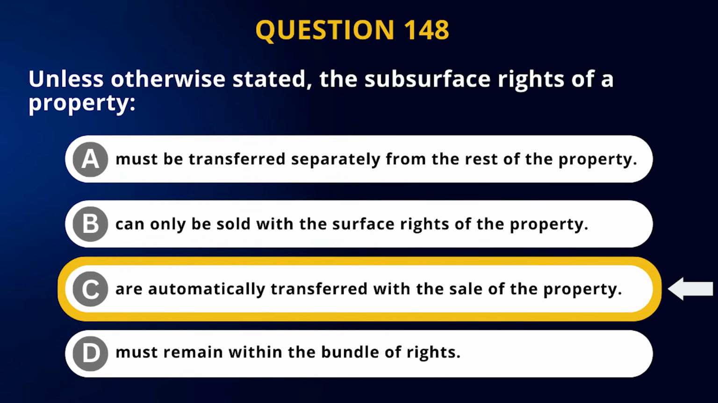All right. Can only be sold with the surface rights of the property. That's not true. Must be transferred separately from the rest of the property. That's not true. That could be jurisdictionally specific, and must remain within the bundle of rights. That's not necessarily true either. However, they are automatically transferred with the sale of the property unless otherwise stated.